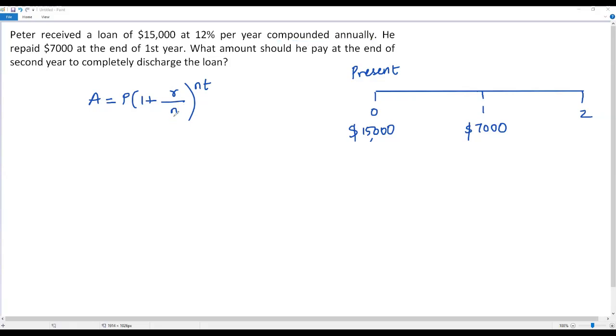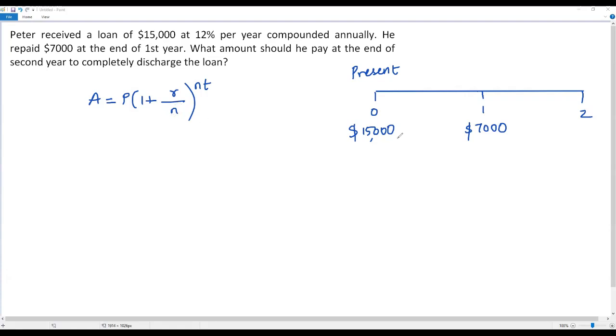In case the interest is compounded semi-annually, that is once in 6 months, the interest will be compounded twice in 1 year. In that case, n will be 2. If the interest is compounded quarterly, there are 4 quarters in a year, that is, the interest is compounded 4 times in a year. In that case, n equals 4. But in our problem, interest is compounded annually. That means once in a year, interest is compounded. So n is equal to 1, that is, the number of times interest is compounded in just 1 year.